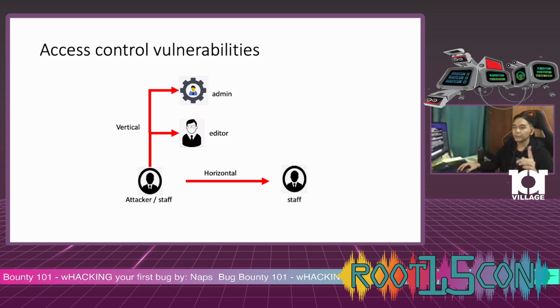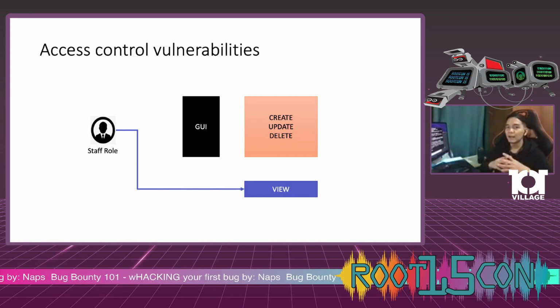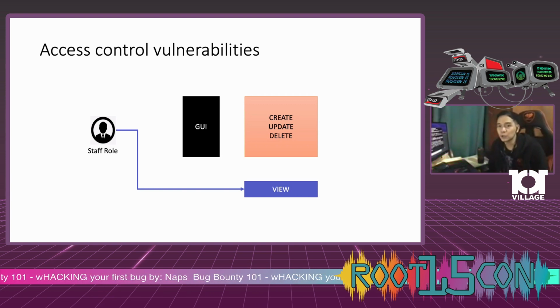So that's for the vertical privilege escalation or vertical IDOR. In the previous demo, the staff does not have access to the graphical user interface of customer feedback or the administration page, so that's why he can't delete it. So maybe the developer thought if the staff role does not have access to the GUI, the graphical user interface, it can't use that specific functionality.